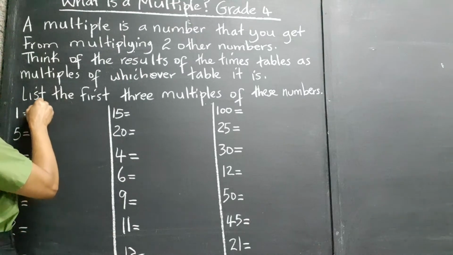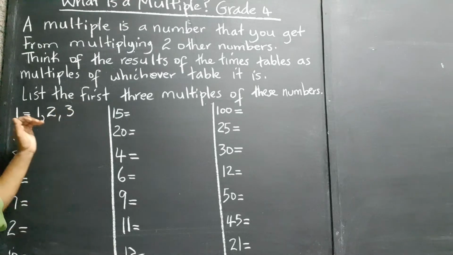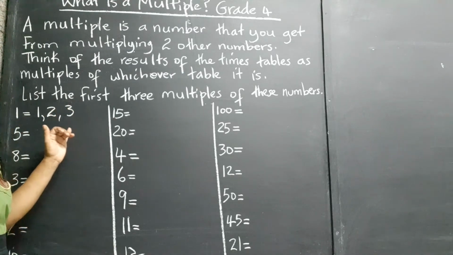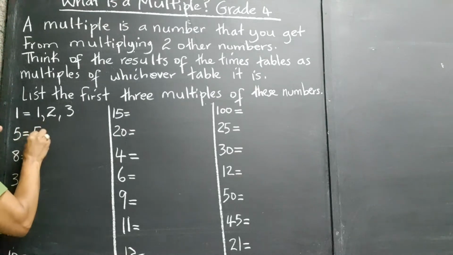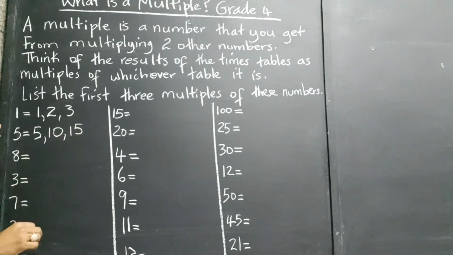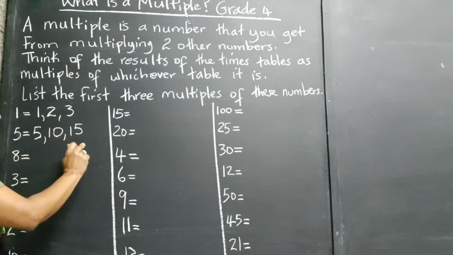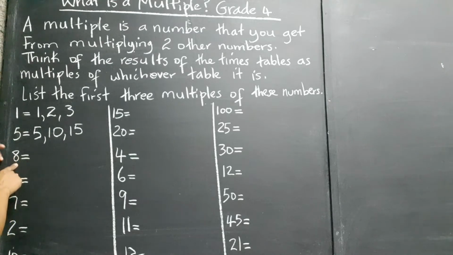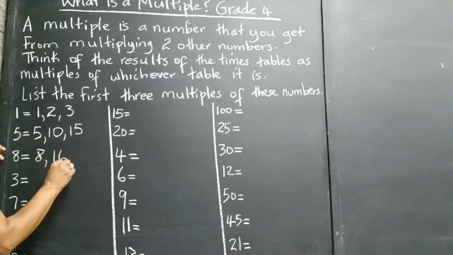We know that 1 times 1 is 1, 1 times 2 is 2, 1 times 3 is 3. These are the first 3 multiples of 1. The first 3 multiples of 5: 5 1's are 5, 5 2's are 10, 5 3's are 15. So the first 3 numbers that 5 can divide exactly into are 5, 10, and 15. The first 3 multiples of 8: 8 1's are 8, 8 2's are 16, 8 3's are 24.